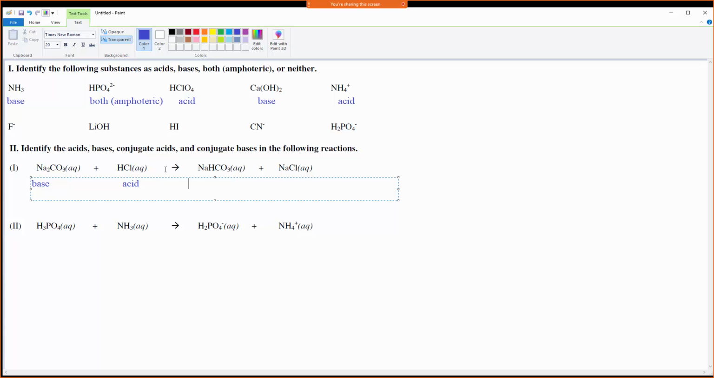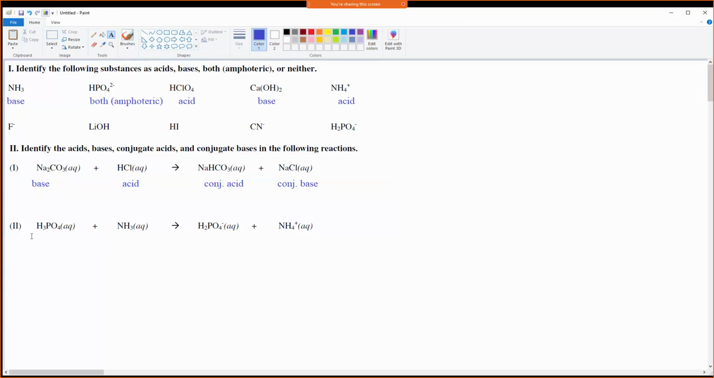And then when you go to make your product, you'll see also that the CO3 picked up a hydrogen and accepted one, which is our definition of a base. That makes this the conjugate acid. Because if I was going backwards, that hydrogen would be donated to leave me with the CO3. All right, and then this is the conjugate base. Perfect. All right, one more.